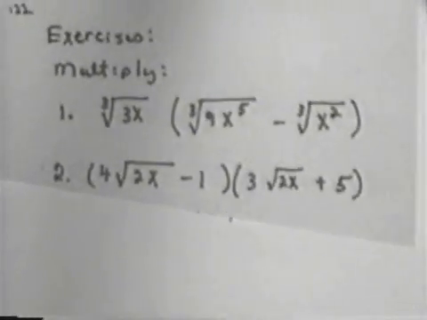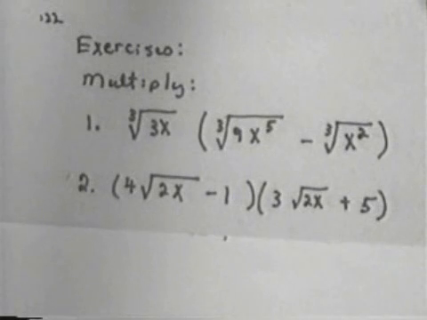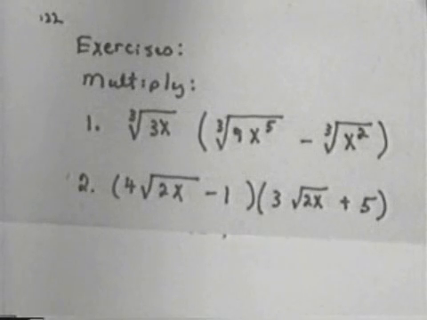Now I'm going to give you a couple exercises that involve the multiplication. Multiply. The first one: the cube root of 3x times the quantity cube root of 9x to the fifth minus the cube root of x squared. The second one: 4 times the square root of 2x minus 1, times 3 times the square root of 2x plus 5.